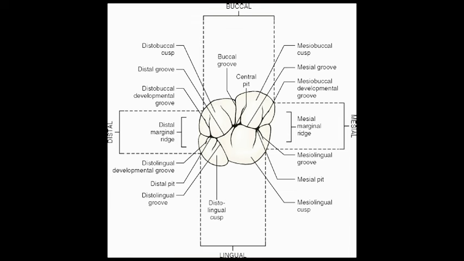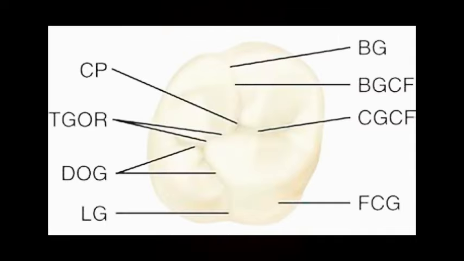Starting again at the central pit, the central developmental groove is seen to progress in the mesial direction at an obtuse angle to the buccal sulcate groove. The central groove at the bottom of the sulcus of the central fossa usually terminates at the apex of the mesial triangular fossa.